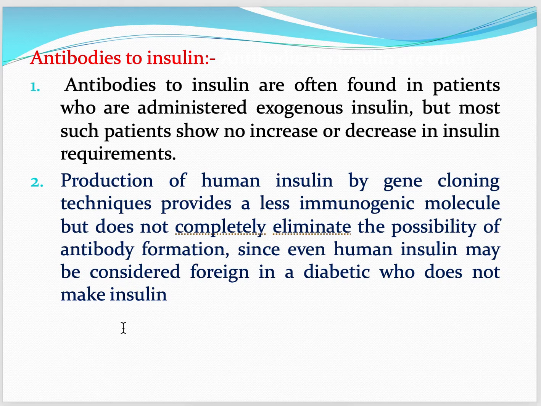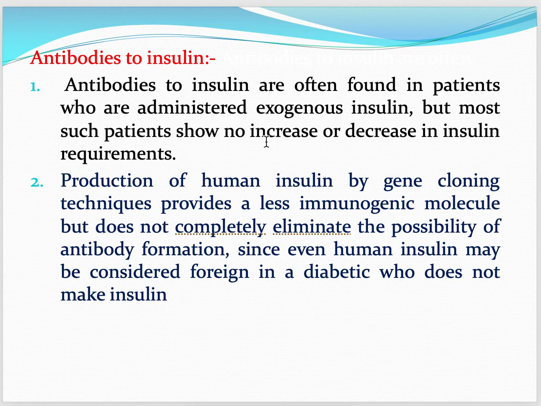First, antibodies to insulin. This kind of antibody is often found in patients who are administered exogenous insulin, that is, insulin given to them by injection. However, most such patients show no increase or decrease in insulin requirements, and this kind of problem can be alleviated.